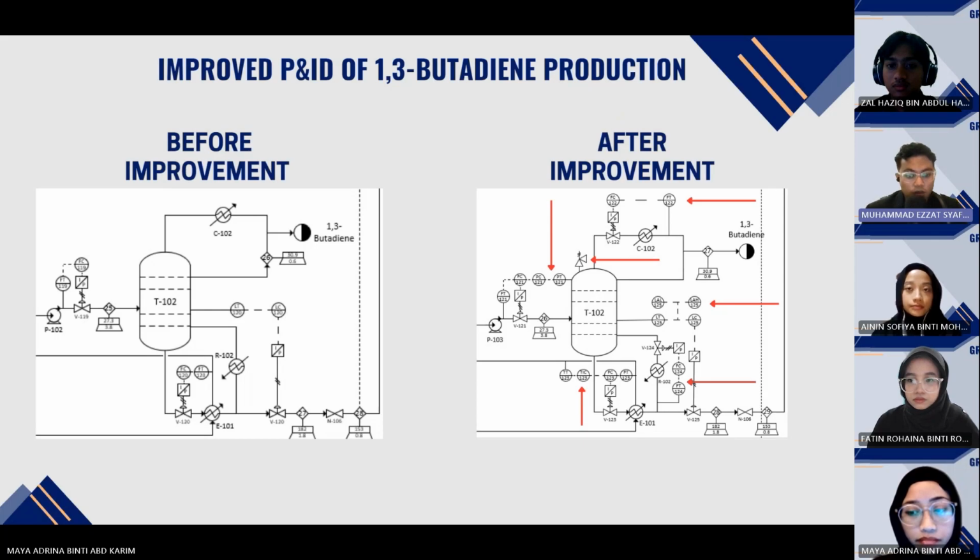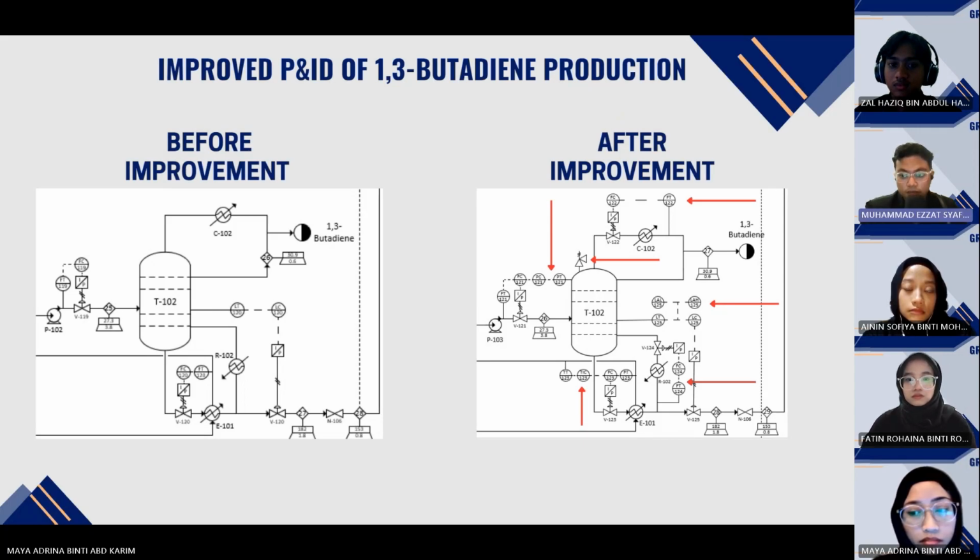We also installed an alarm system, same as the reactor, which is level alarm low (LAL) and level alarm high (LAH), to ensure the operator detects any abnormal level in the distillation column. And lastly, we also install a temperature control system in the streamline by regulating the flow rates to the desired set point to ensure that the temperature desired for the process is achieved.